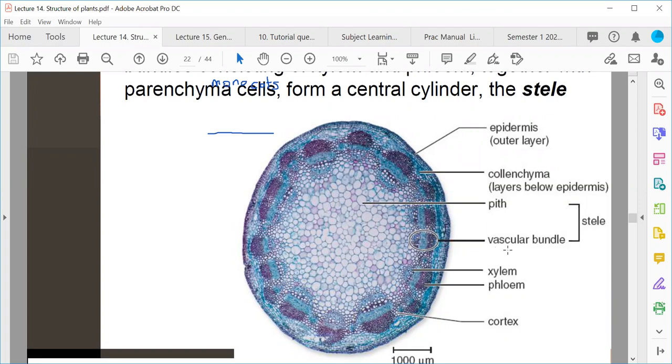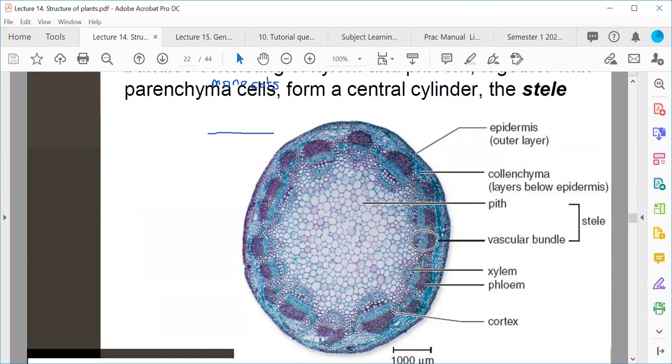All right, so vascular bundle. What's found within a vascular bundle? In the vascular bundle, you'll find cells of the xylem and the phloem. The phloem is typically located to the outside of the vascular bundle, so closest to the outer epidermis, and then the xylem is typically located to the inside of the vascular bundle.